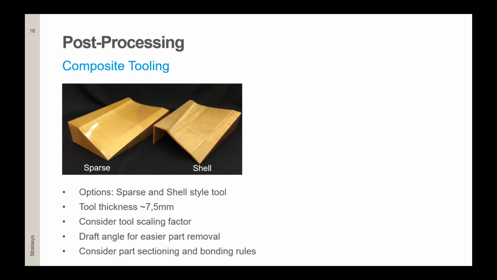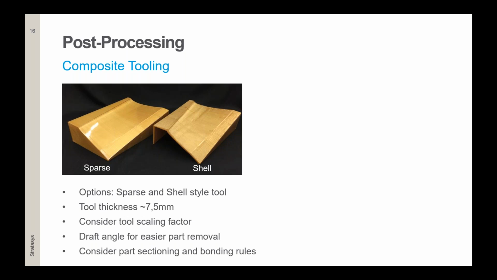In many cases, you only actually need to print the layup surface which will be used with the tool. It is also recommended to have around 7.5 millimeters of tool thickness, which provides a balance between tool rigidity and material consumption. Another option is the sparse style tool. Certain designs require additional strength, particularly if you have large or multi-segmented tools. So sparse tools have a sparse infill pattern for additional strength and rigidity.